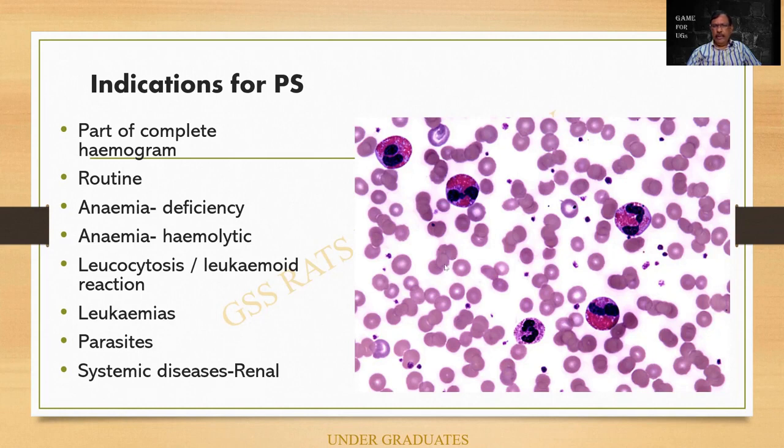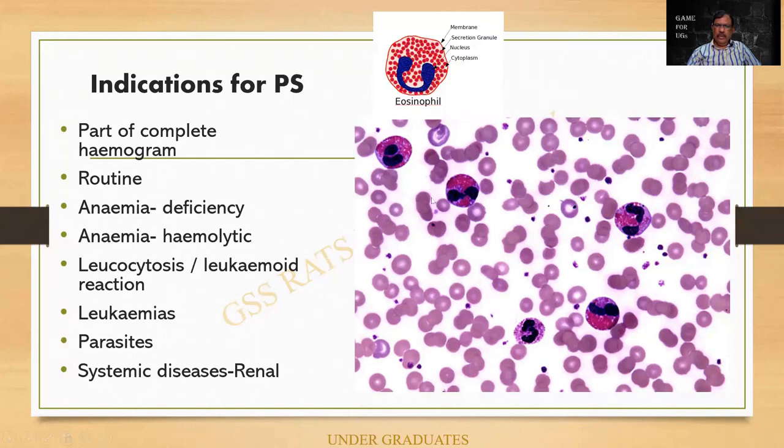I hope you people have made a diagnosis of this. And it is a eosinophil. So many of them are there. We identify it not only by the bilobed nucleus, but also by the brick red granules. In fact, the more important point will be the brick red granules.